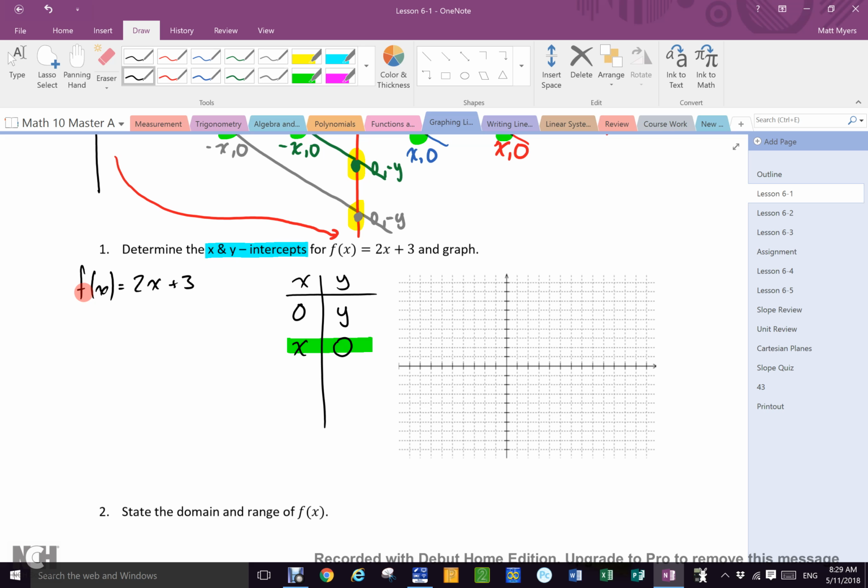Would anybody like to tell me what to do right now? Let me give you a hint. In function notation, doesn't y become something else? What does y become? F of x. Maybe that will help. X is x. F of x is 0. What do I do now?